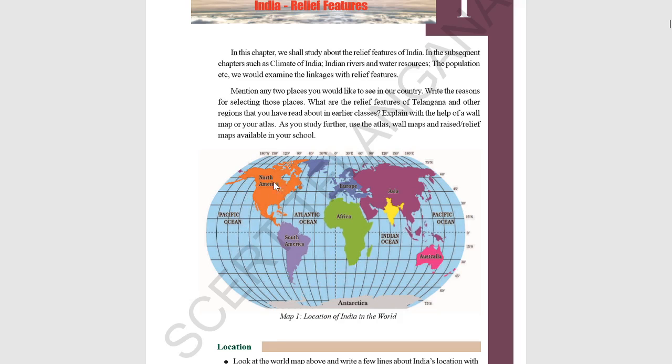These are the 7 continents: North America, South America, Africa, Europe, Asia, Australia. Sorry, 3, 4, 5, 6 and this is 7, Antarctica. This is Iceland. And oceans: Pacific Ocean, Atlantic Ocean, Indian Ocean, here also Pacific Ocean and Arctic Ocean also, and Antarctic Ocean.